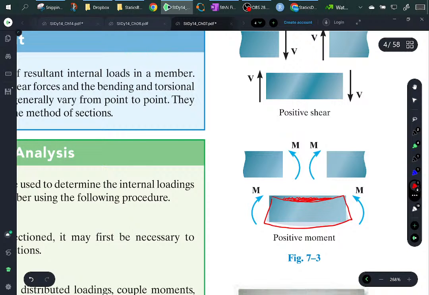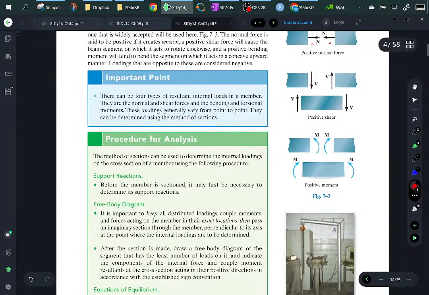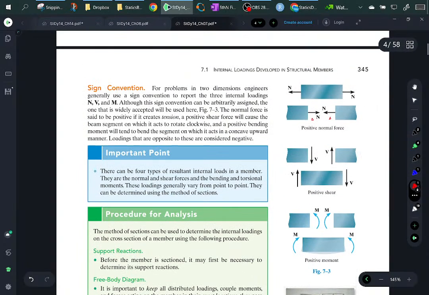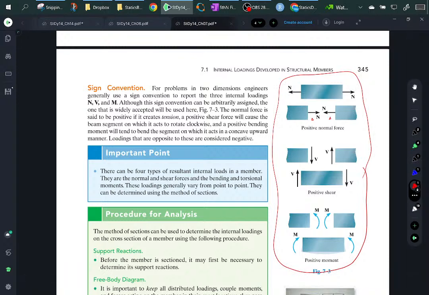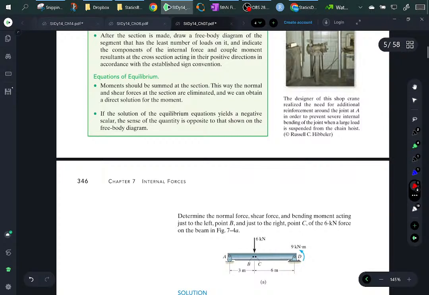You know, that's a method of remembering, but it basically works for a lot of people. So again, we'll refer back to these. They're very important when we get into mechanics of materials, which is not with me, that's with someone else.